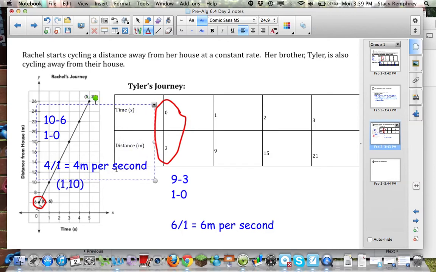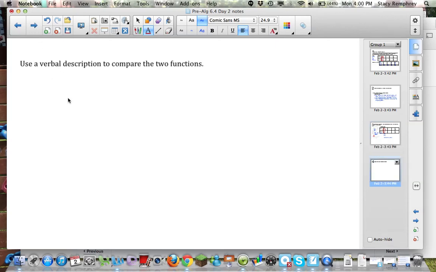Okay, so we have what we need. Who started closer? Well, Tyler started 3 meters away. Rachel started 6 meters away. So Tyler started closer. Who's moving faster? Well, Tyler's moving 6 meters every second, while Rachel is only moving 4 meters per second. So when we go to here and I say use a verbal description, we're going to talk about two things.